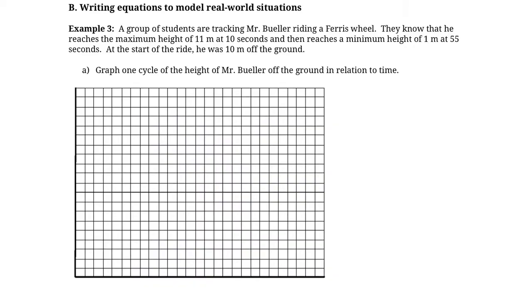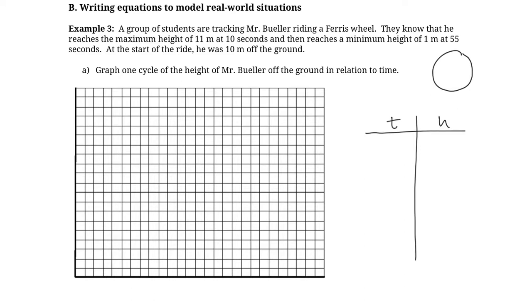Now we're going to write equations to model real-world situations. So in this example, a group of students are tracking Mr. Bueller riding a Ferris wheel. They know that he reaches a maximum height of 11 meters at 10 seconds, and then reaches a minimum height of 1 meter at 55 seconds. At the start of the ride, he was 10 meters off the ground. We need to graph one cycle of the height of Mr. Bueller off the ground in relation to time.